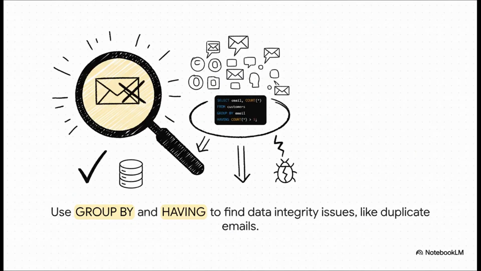And you can get really specific with your questions. Check this out. With this query using GROUP BY and HAVING, we're basically telling the database, group all the customers together by their email, and then please show me any email that shows up more than once. Boom.